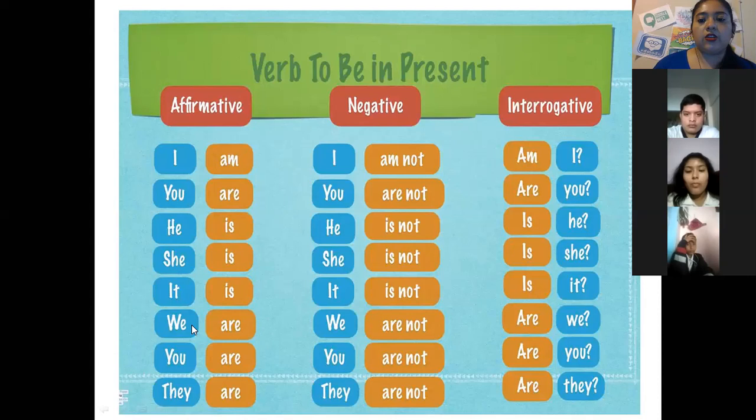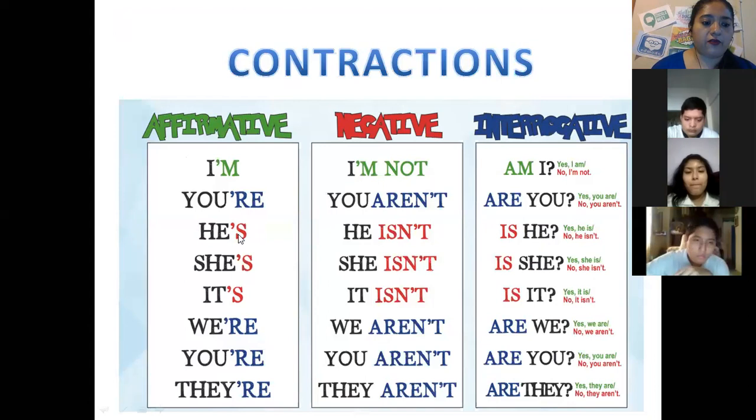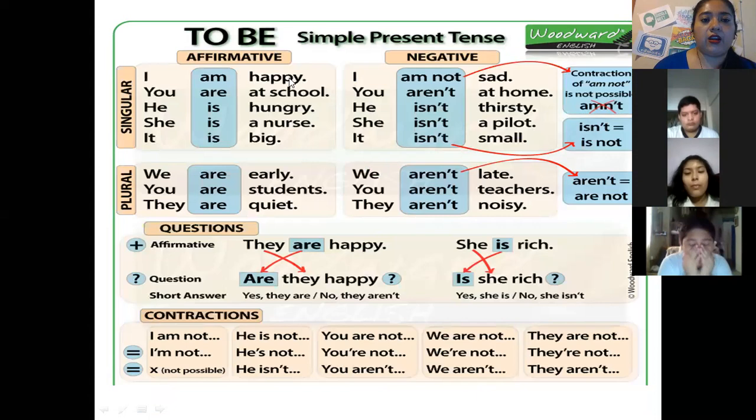Let's continue with other slideshow, please. You look at contractions. In contraction form, in affirmative, you use for am this contraction, for are this contraction, for is this other contraction. Okay, you look at please. Be careful with this chart. So, in negative, you use the contraction am not, aren't, isn't, and aren't. In interrogative form, ya vimos en el otro cuadro que primero va el verb to be y luego va el subject. Okay, please look at this other chart of verb to be.